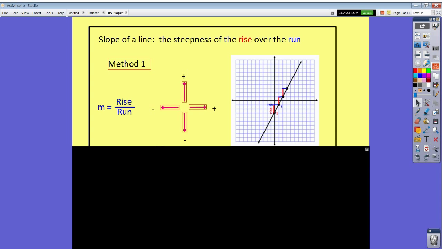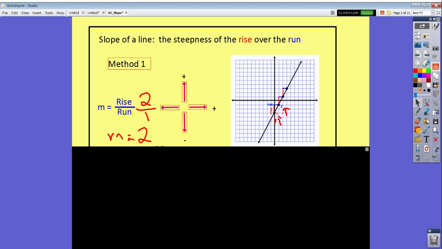Typically, if you have points that are clear, like in this graph, we can clearly see that we have a point right there and we have a point right there. So we can clearly count the rise and clearly count the run. So in this example, from this first point, we rise 2, and we run 1. So we get 2 over 1, which is equivalent to just 2. So the slope in this example is 2.